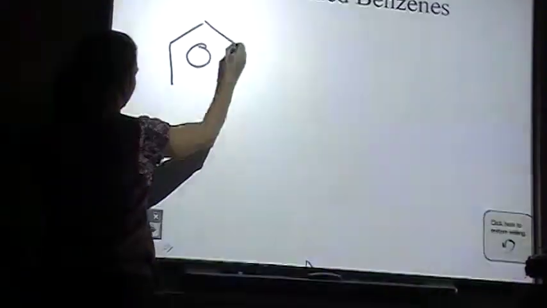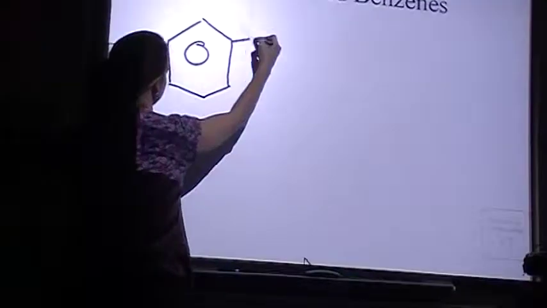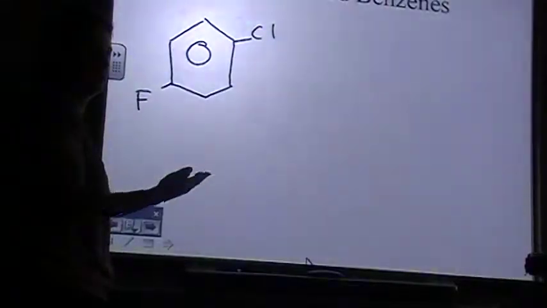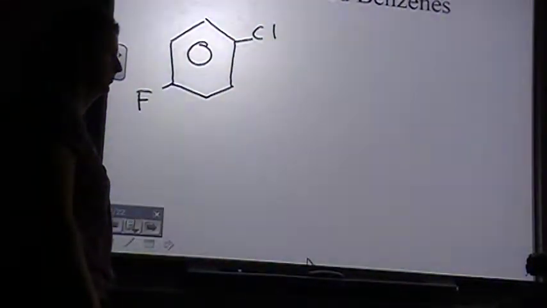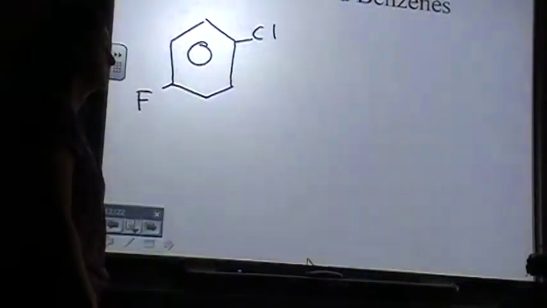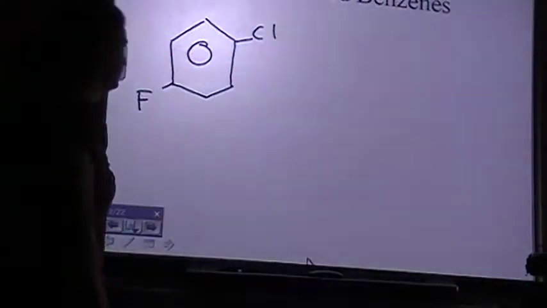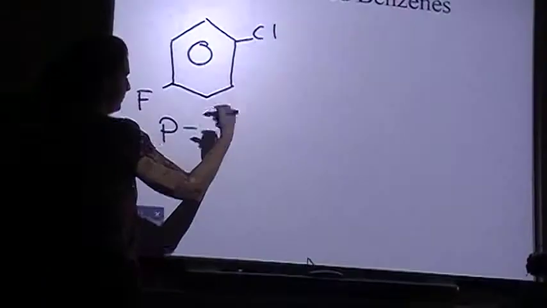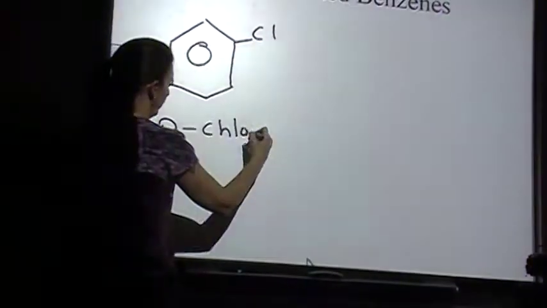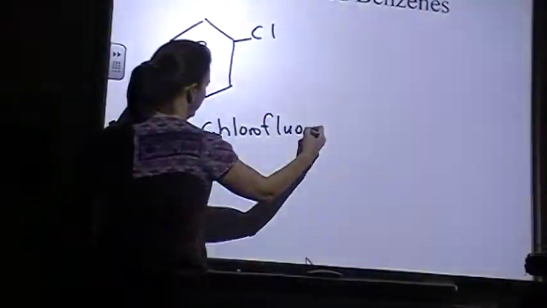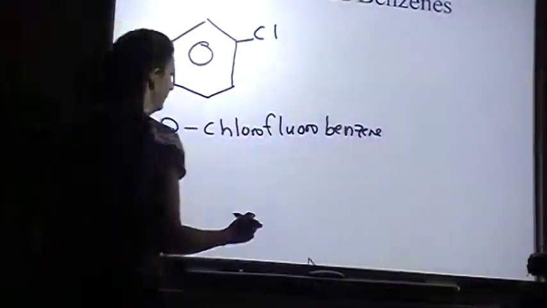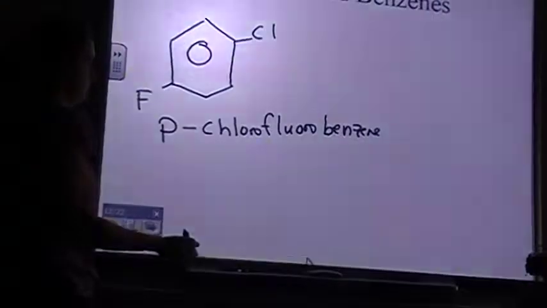What if the 2 guys are different, and maybe I've got a Cl and an F? First thing, is it O, M or P? P. It's close to M. P, 1, 4. So you're going to say this, and then you alphabetize them. It could be P-chlorofluorobenzene. That's it. No tricks there.